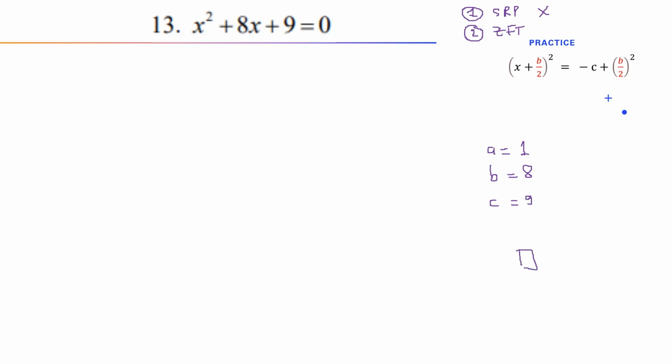What are the two numbers that multiply to 1 times 9 and add up to 8? 1 and 9, so 3 and 3, nope. 1 and 9, but then they add up to 10, not 8. How about negative 1 and negative 9? They multiply to 9, yes, but they add up to negative 10. So it's impossible. So we're checking number 3, completing the square.